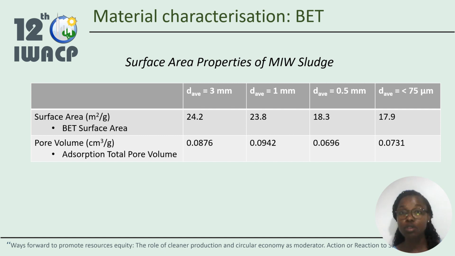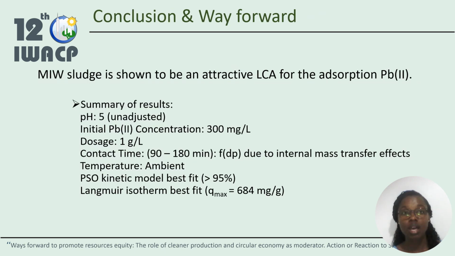The result is positive as it suggests that the use of particle sizes similar to those seen in GAC does not negatively affect the material's performance, thereby allowing us to explore the avenue of upscaling in packed bed type experiments where back pressure would have otherwise proven to be a challenge. MIW sludge is shown to be a feasible low-cost adsorbent for lead adsorption.